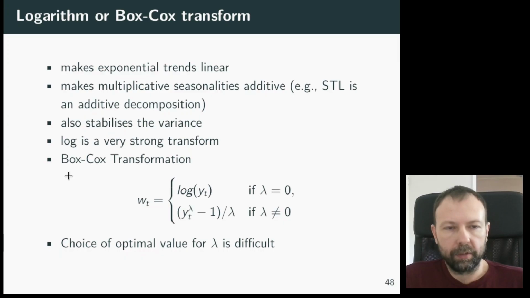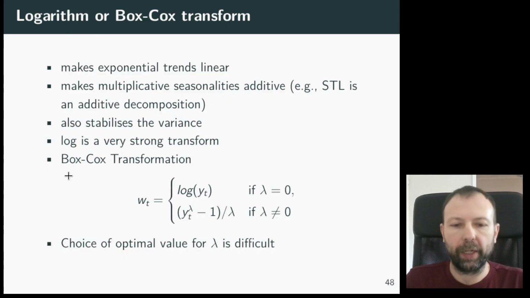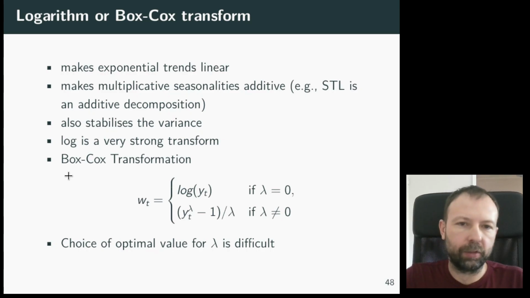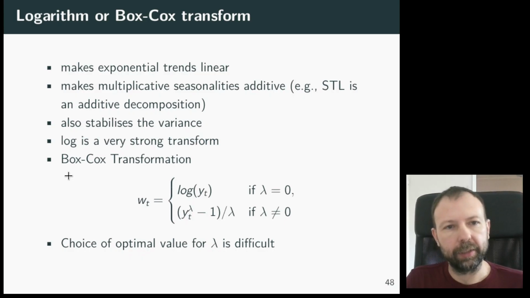you need the seasonality to be additive and not multiplicative. And one way of doing that is with a logarithm. The logarithm also stabilizes the variance, right? But the downside of the logarithm is that it's a very strong transform. And the problem of that is that small changes in that transformed space, where you fit your model and try to minimize these differences, then afterwards you transform back to the original scale, and then suddenly these small differences are huge. So that's a bit dangerous.